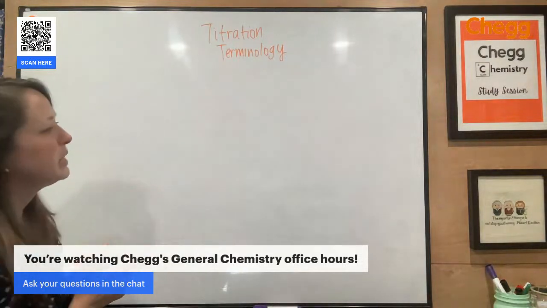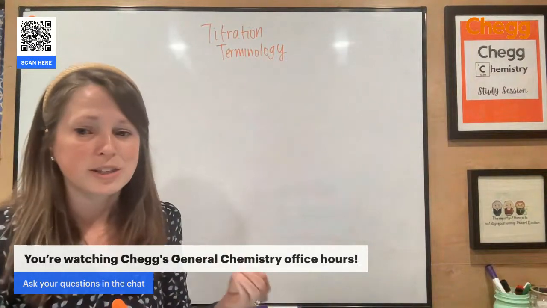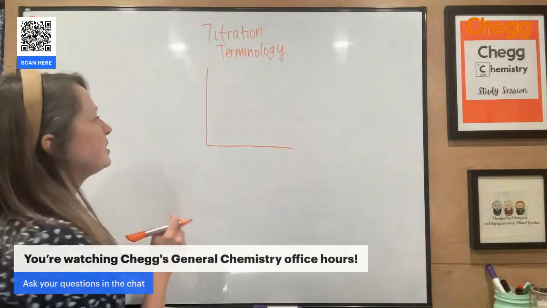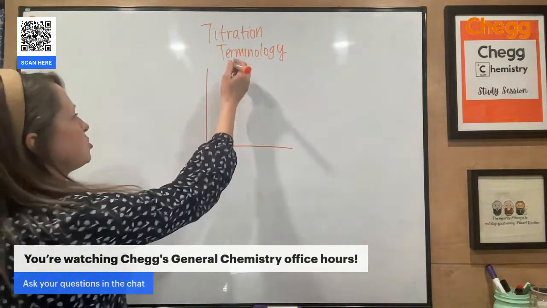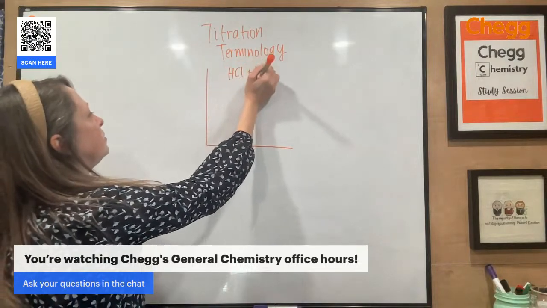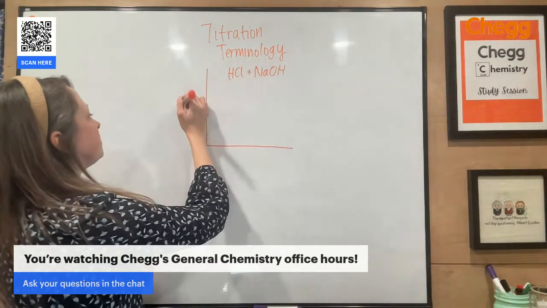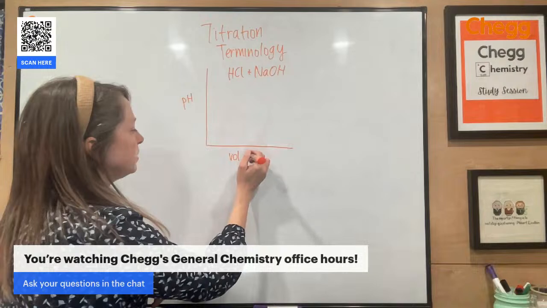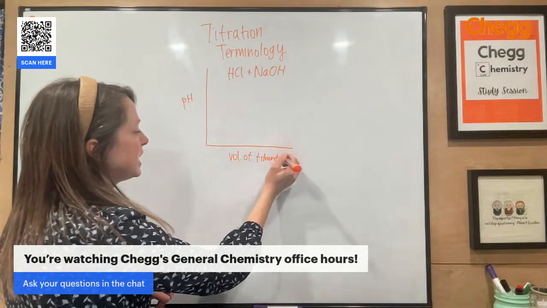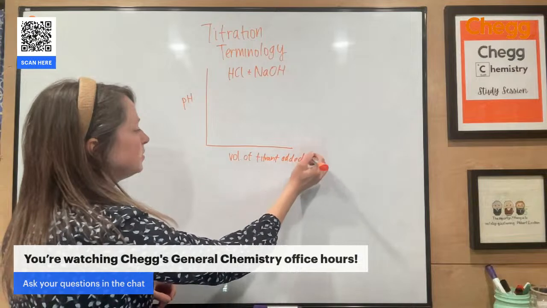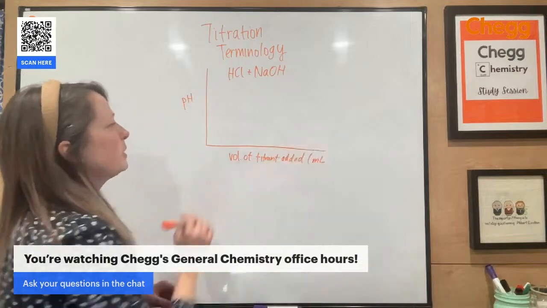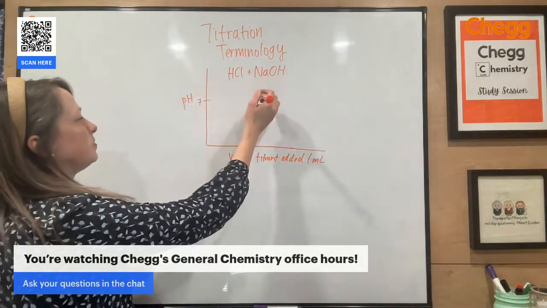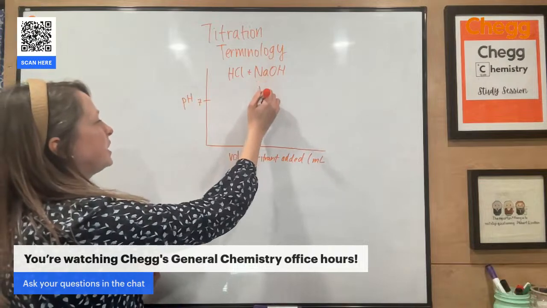All right. So when I am doing a titration, you're looking at a titration curve. There are some things that you need to know. So when I'm looking at a titration curve, let's say I'm doing a strong acid, strong base titration. So let's say I have hydrochloric acid plus sodium hydroxide. You have your pH on the y-axis. You have your volume of titrant added on the x-axis. So in a strong acid, strong base titration, my equivalence point is going to be at a pH of 7.